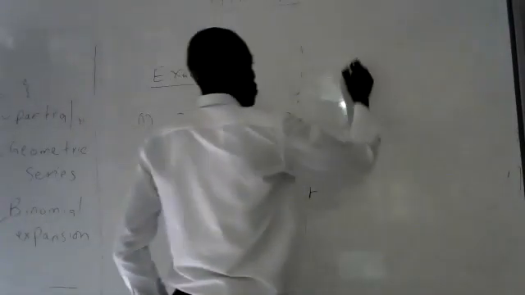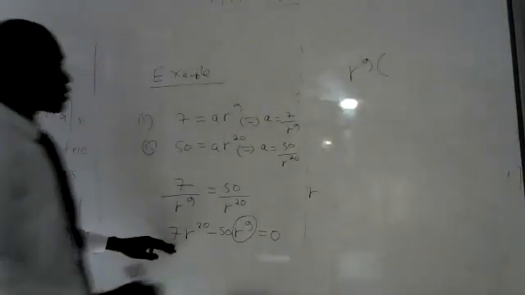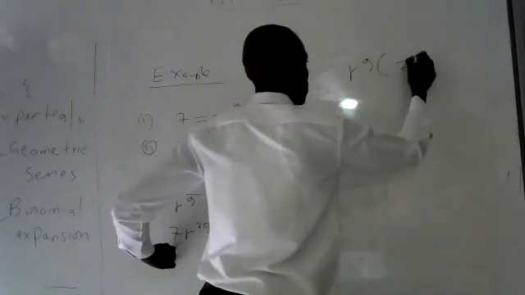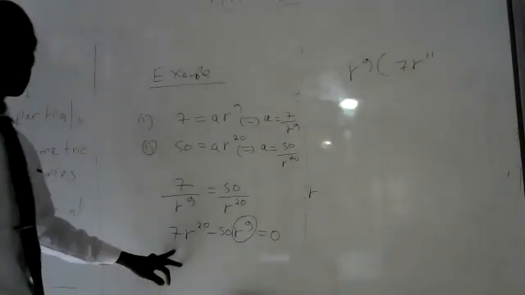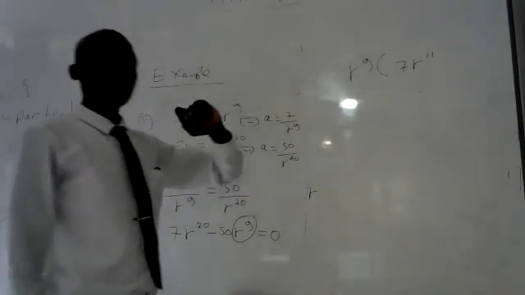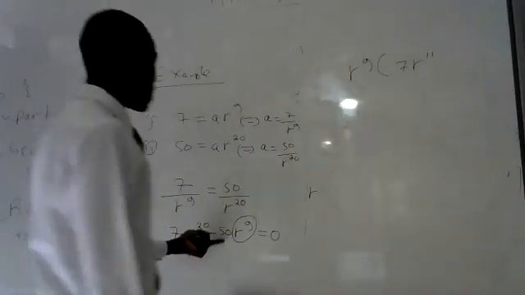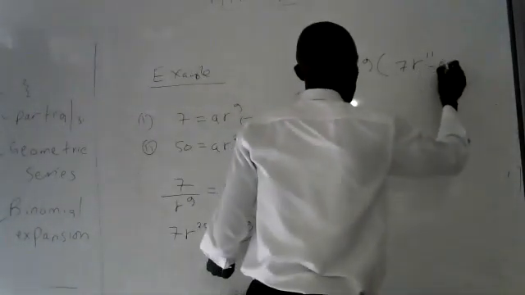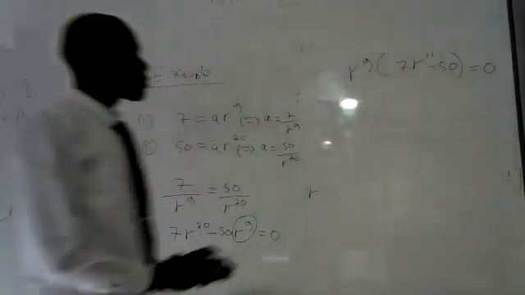So this R power 9 is the common term. So factor out, you have R power 9 into, so R power 9 goes in the first term as 7R power 11. I'm using the laws of exponents. So R power 20 divided by R power 9 is simply R power 20 minus 9. 20 minus 9 is 11. This side, I have minus 50. All of this is equal to 0.